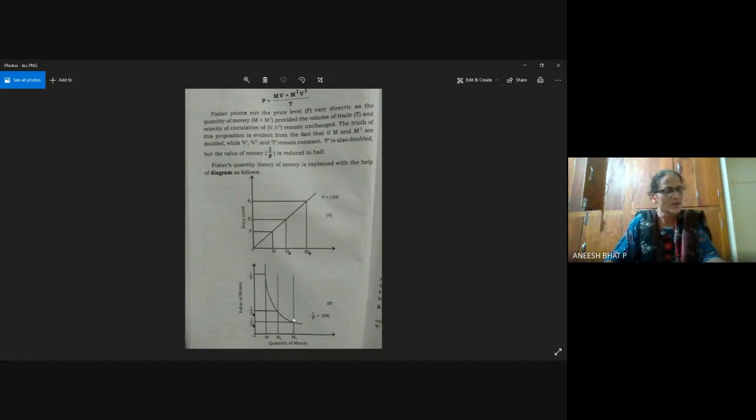We can say very simple assumptions. So he believed that price level is a passive factor. It's not an independent factor as such. Price level depends upon the supply of money. Supply of money decides the price level. And if supply of money increases, price level also increases. Right? As money supply increases in the economy, the price level also keeps increasing. It's not an active factor, but it depends upon the supply of money in an economy.